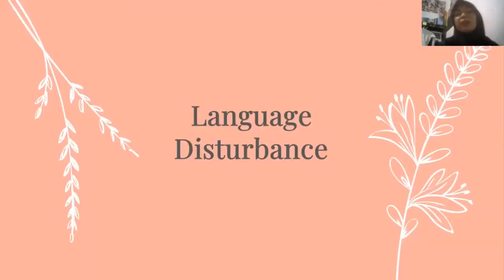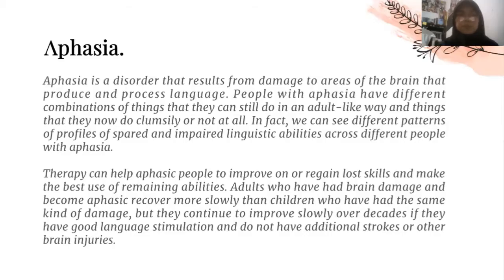So, we're moving on to language disturbance. One of them is aphasia. Aphasia is the disorder that results from damage to areas of the brain that process language. People with aphasia have different combinations of things that they can still do in an adult-like way and things that they now do clumsily or not at all. In fact, we can see different patterns or profiles of failed and impaired linguistic abilities across different people with aphasia.